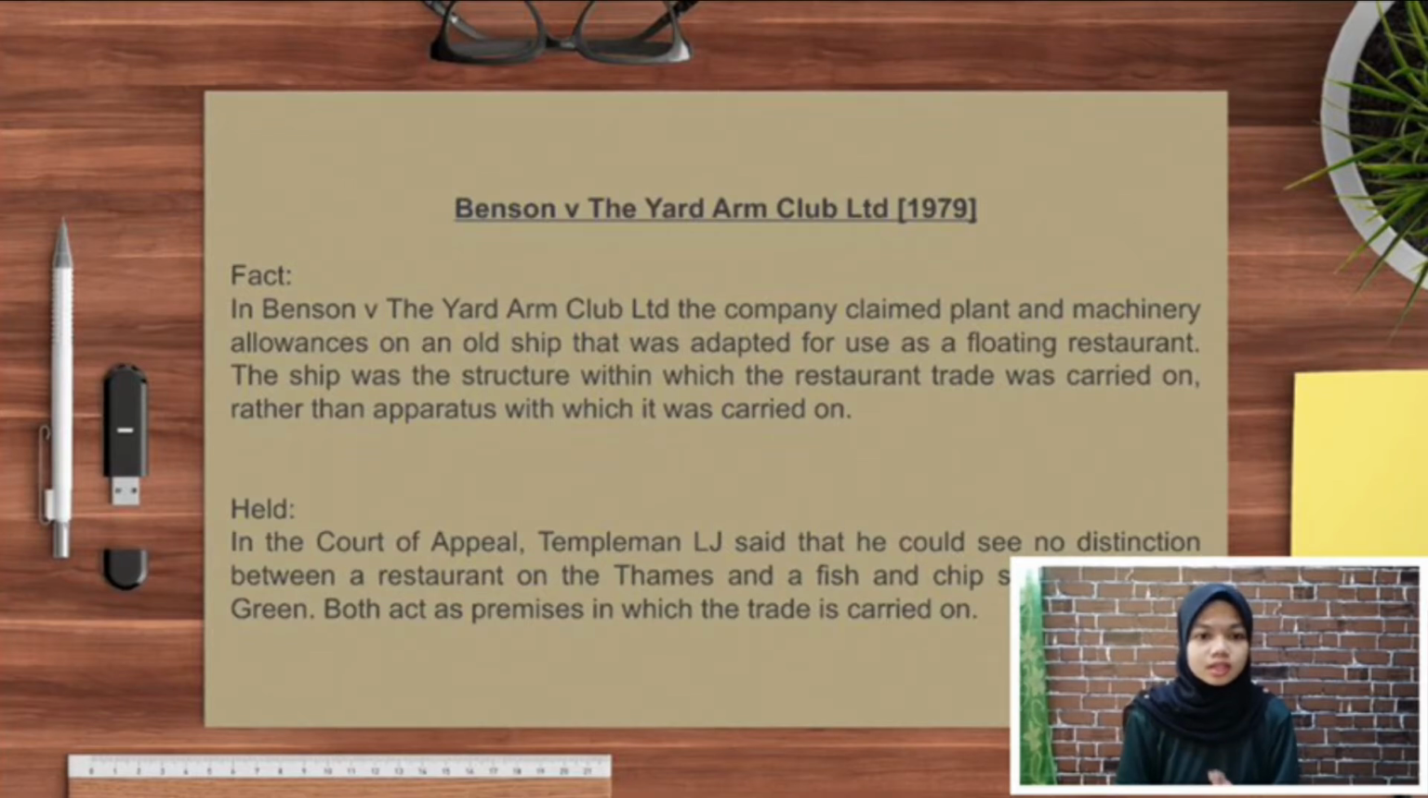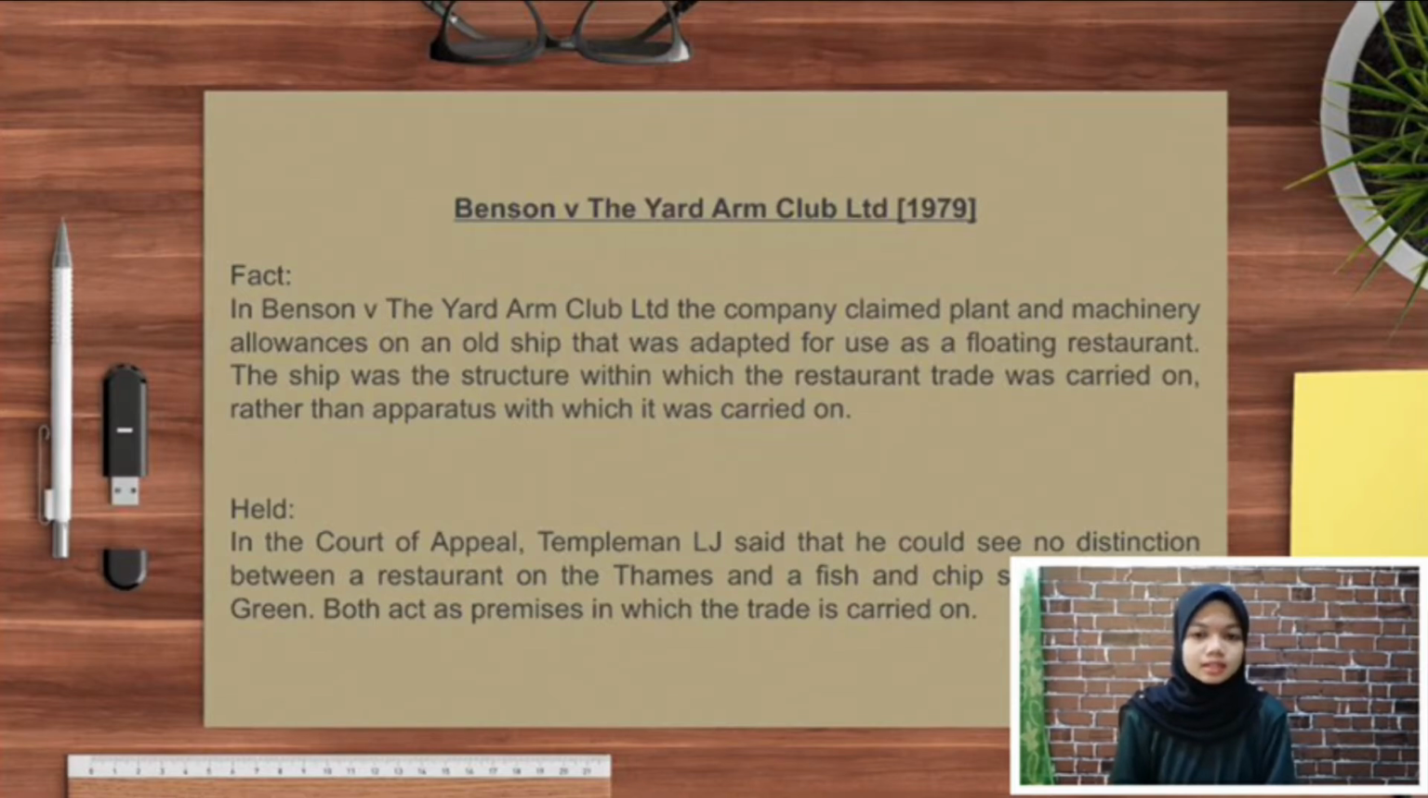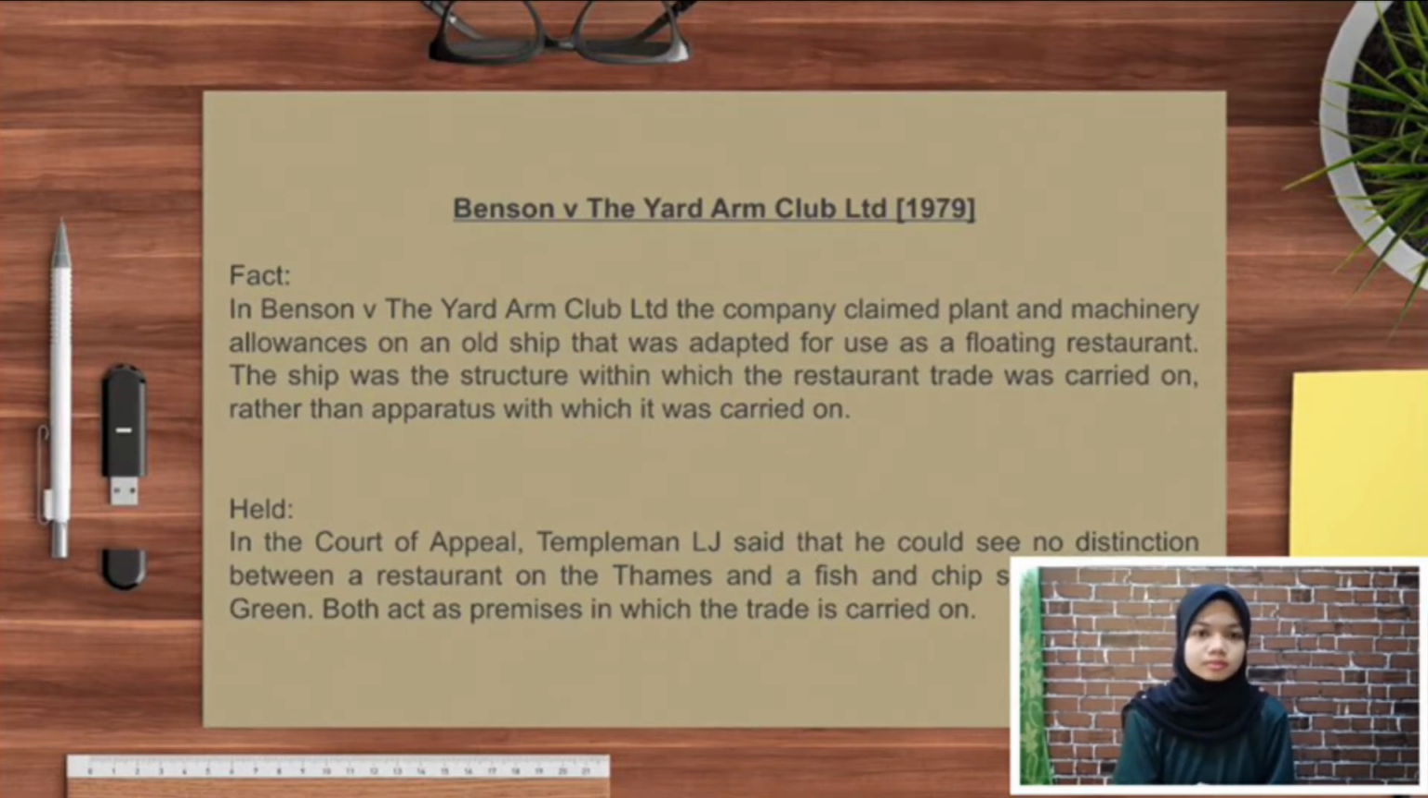So in this case, it held the Court of Appeal, Templeman LJ said that she could see no distinction between a restaurant and the Tim's and a fish and chip shop in Bethnal Green, so both act as premises in which the trade is carried on.